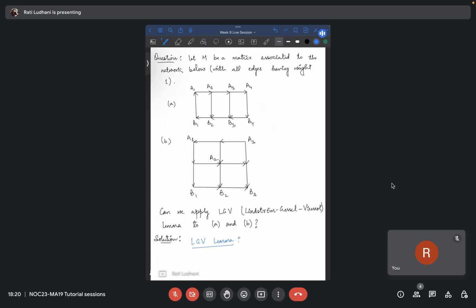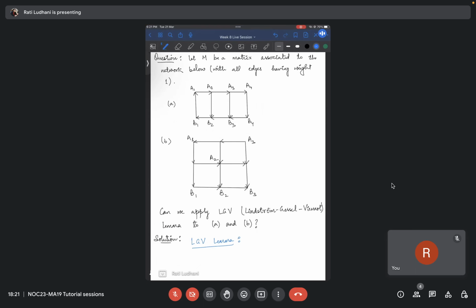Can you recall what the LGV lemma is? It is really okay. There are some requirements for the lemma. It's like necessary conditions, and then we can do that. So I'll go to the lecture notes, and that will be great, I guess.